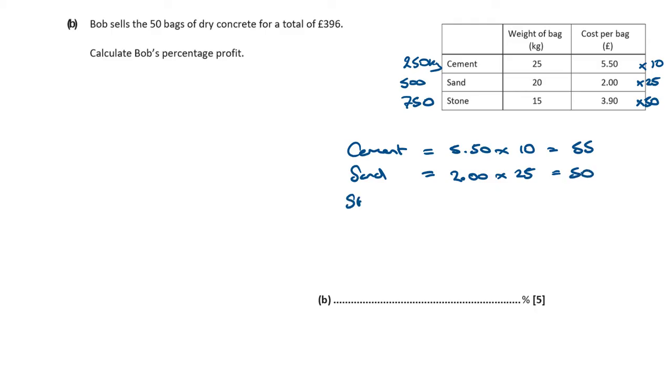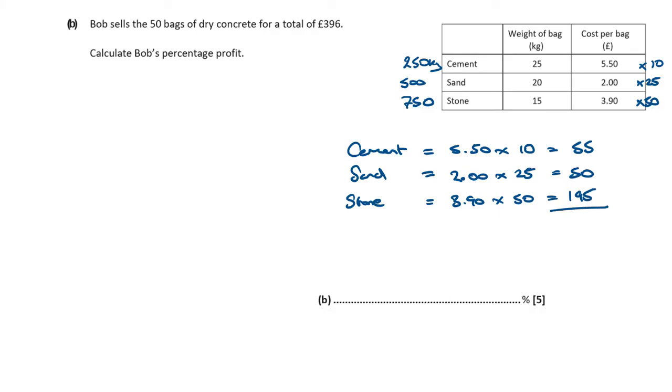And stone, that's going to be £3.90 times 50. Well, times 100 would be 390. And then half of that for 50, half of 390. Ugh, maths. 200, 195, 195. Okay, so that costs 195.